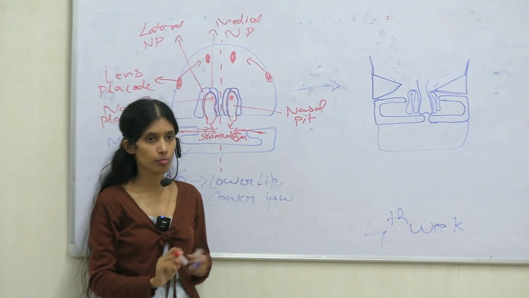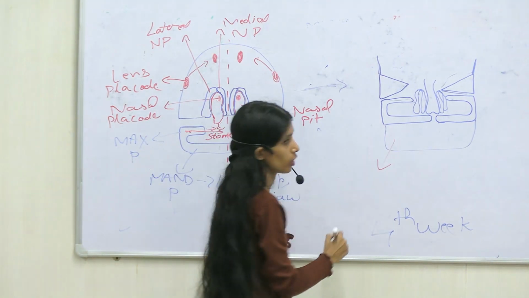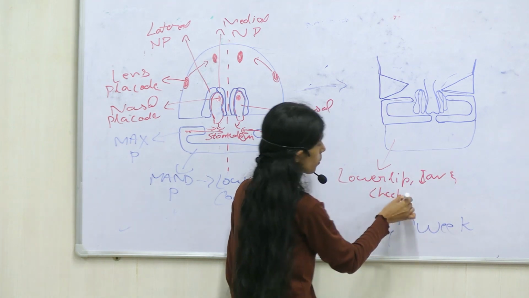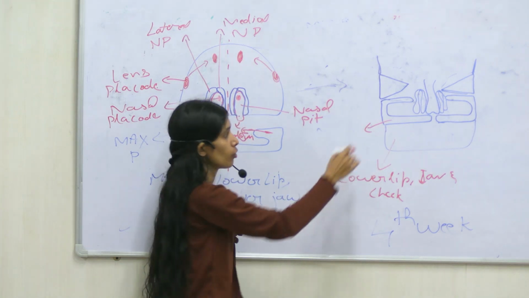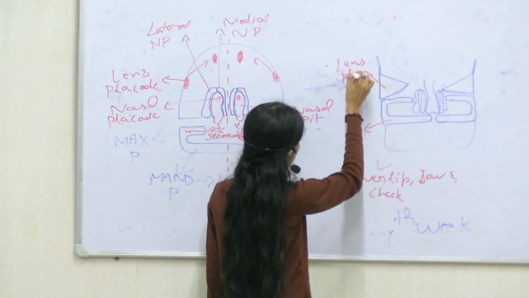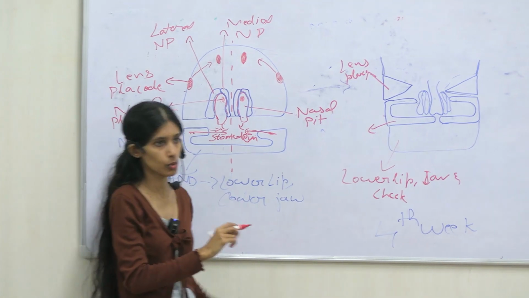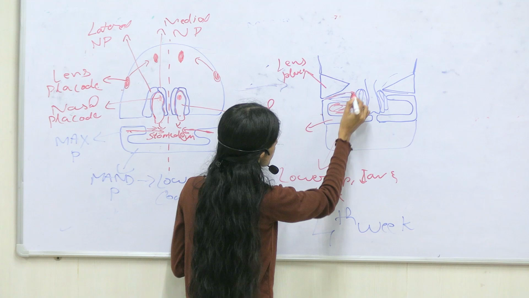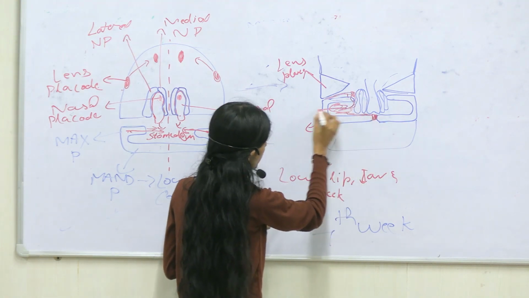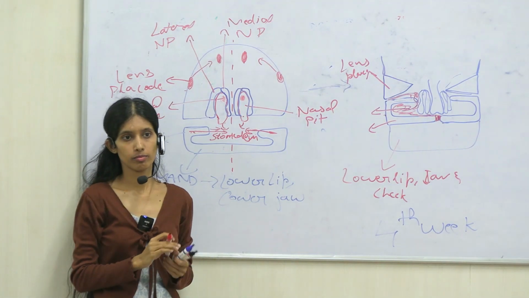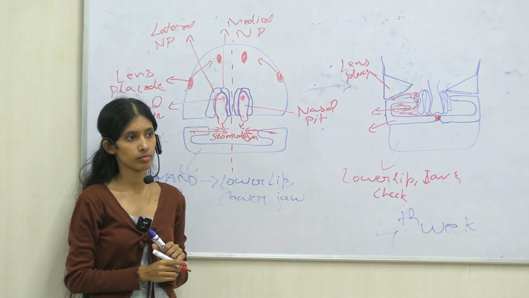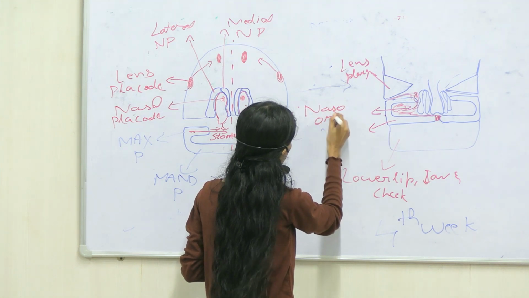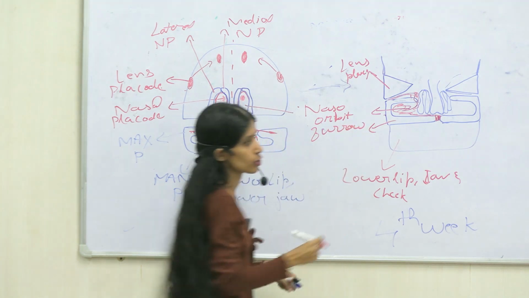Okay. So now see here, this is your mandibular process. The mandibular process is going to give rise to your lower lip, jaw and also cheek regions. And this is your maxillary process. Now your maxillary process and this is your lens placode. Okay. There is a small cavity between those two structures, this area. This area is particularly called, what is it called? It is called Naso-Orbital Furrow.